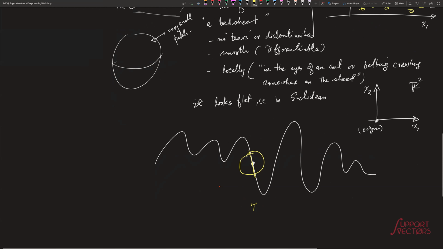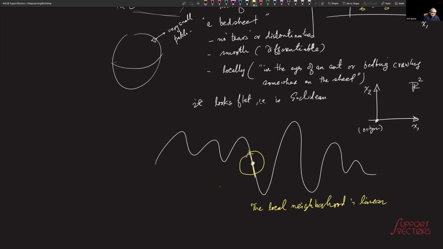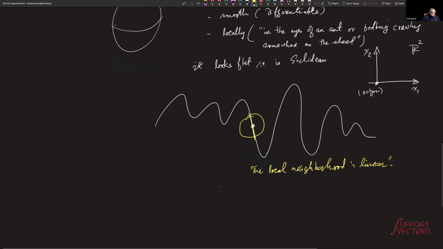The local neighborhood is linear, isn't it? Now, generalize it to higher dimensions. So if it is a surface in high dimensions, in Rn feature space or Rd feature space, d-dimensional feature space, the same thing happens.